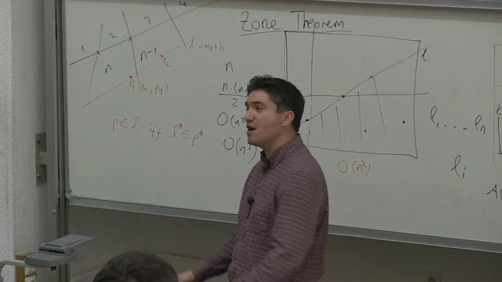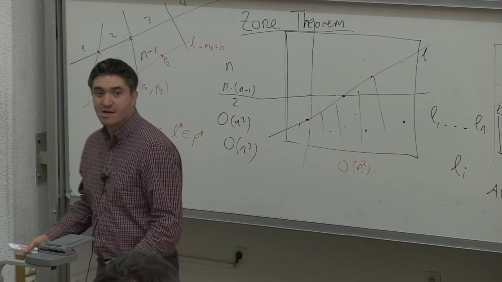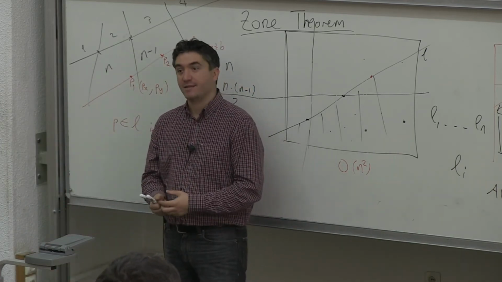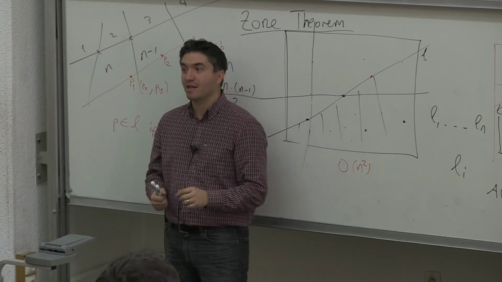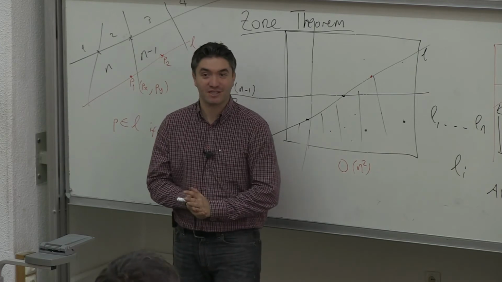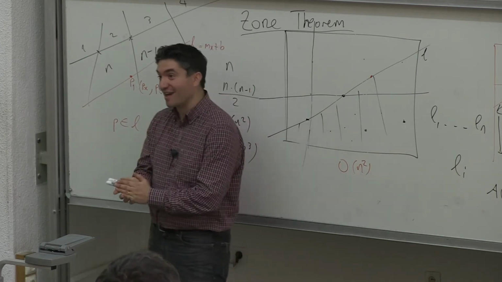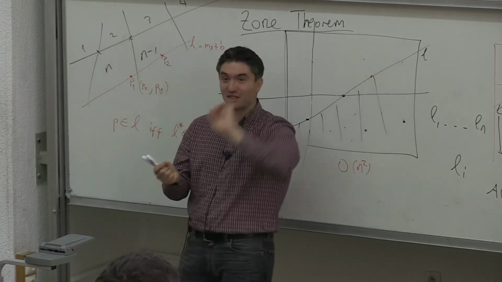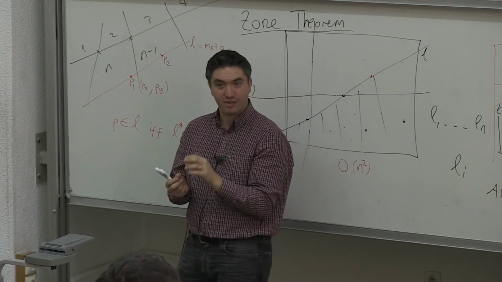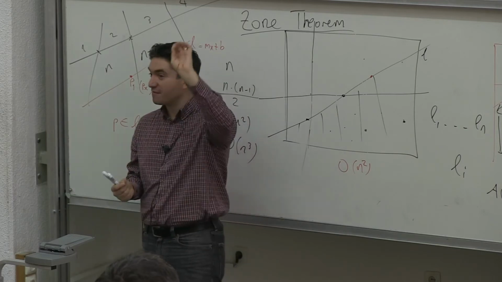Yeah, m lines. If you have m lines, the complexity of the zone of a line that passes through the arrangement of these m lines is O(m). So it's bounded linearly. So if you have n lines, and a line passes through these, it's not going to intersect n square faces. It's going to intersect O(n) faces.